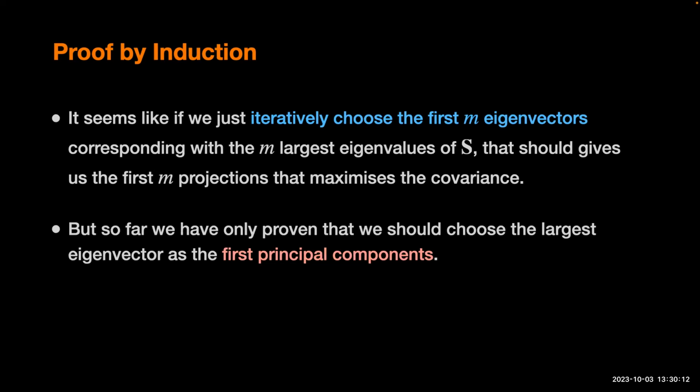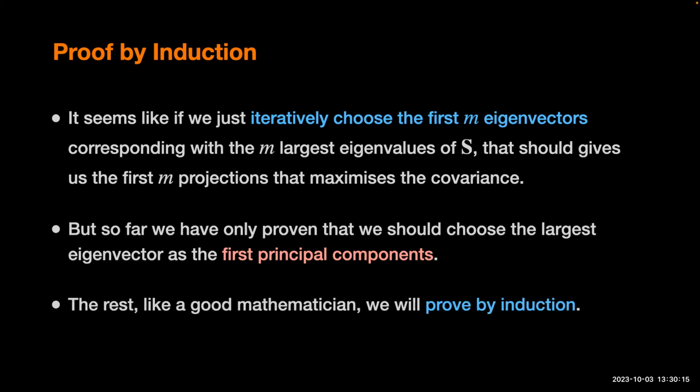So we have not only shown that this is true for the first dimension. I want to show that this is true for M dimensions. You have a sequence of statements you want to show, meaning that the second dimension that I should keep is the eigenvector with the second largest eigenvalue. The third dimension is the same, right? So I want to prove all these statements.